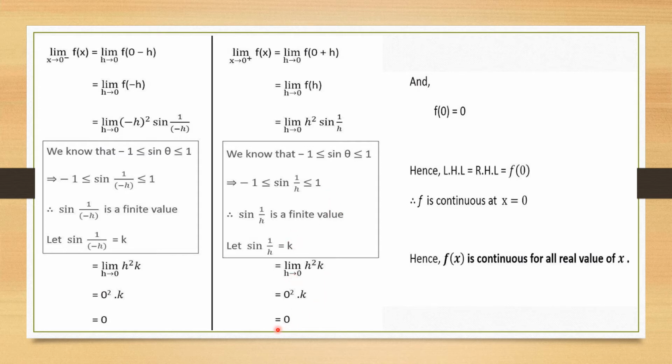In that way it gives you the same value, and f of 0 is 0, so LHL equals RHL equals f of 0. So the function is continuous at x equal to 0, and also for all real values of x.